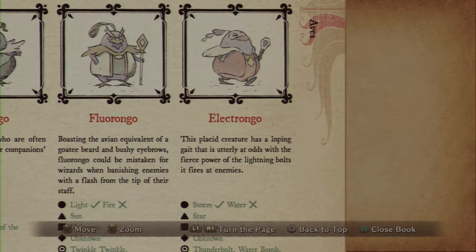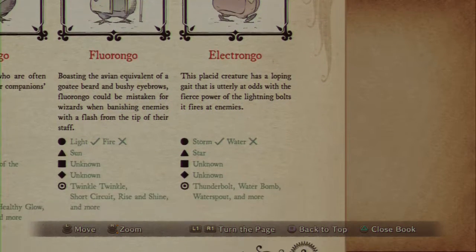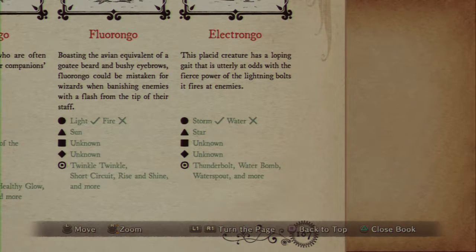This placid creature has a looping gait that is utterly at odds with the fierce power of the lightning bolts it fires at enemies. It is resistant to storms, but weak to water. It is born under the star sign. It is unknown where you could find them and unknown what they might drop. But they know Thunderbolt, Water Bomb, Water Spout, and more. But that covers the Drongo pretty thoroughly.